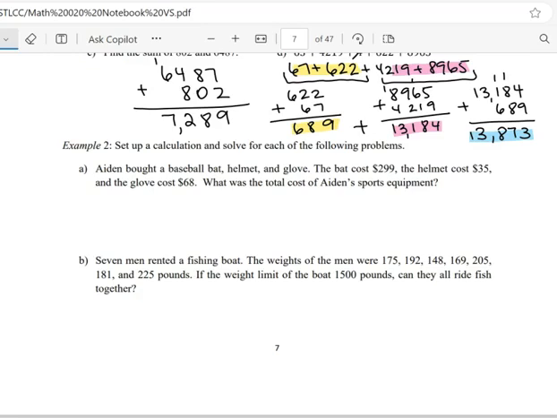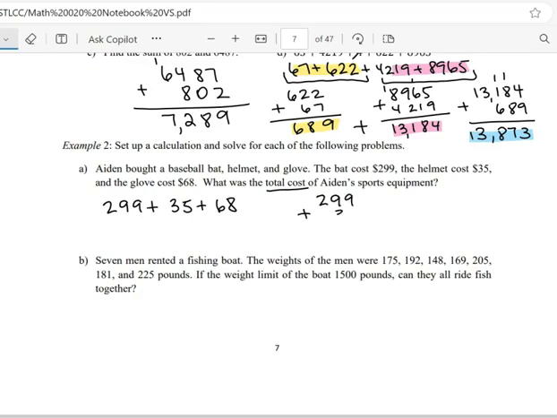Aiden bought a baseball bat, helmet, and glove. The bat cost $299, the helmet cost $35, and the glove cost $68. What was the total cost of Aiden's sports equipment? So total cost, right? So that means we're adding. So we need to add 299 plus 35 plus 68. Okay, so let's go ahead and set up this problem.